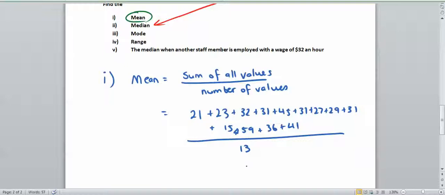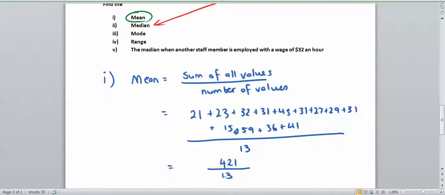21 plus 23 plus 32 plus 31 plus 45 plus 31 plus 27. Just trying to do this in my head. 29, 31, 15, 59, 36, and 41. So I got 421. 421 is the sum of all those values divided by 13. So if I divide that, what's that going to be, about 32?